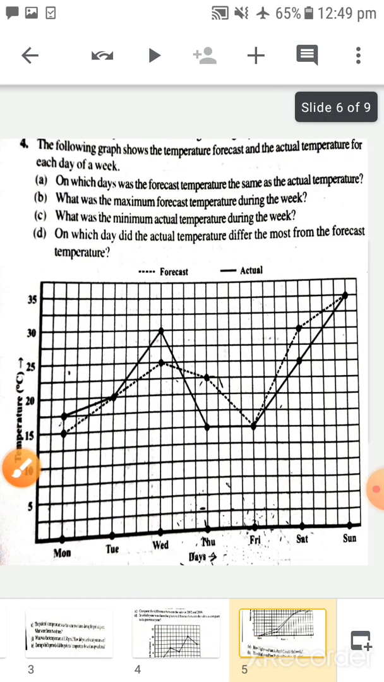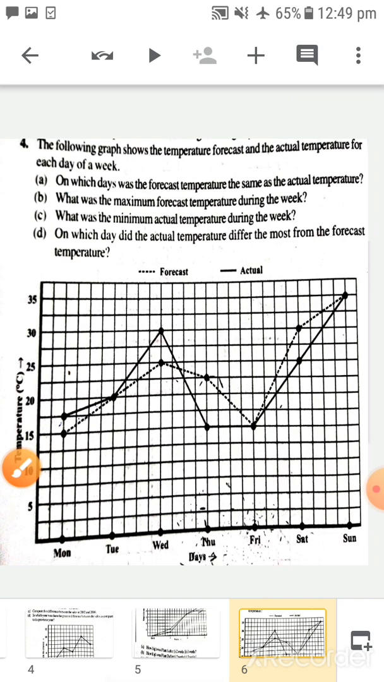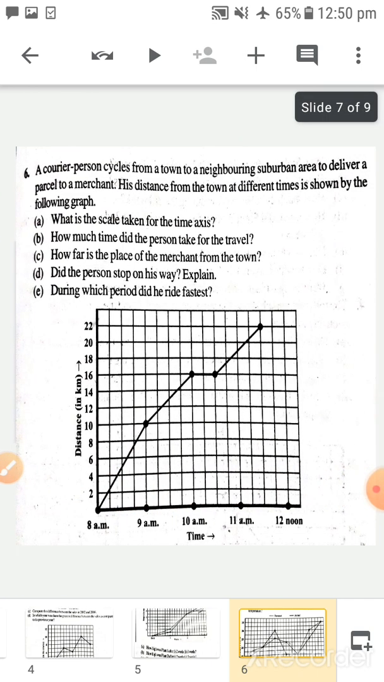Okay, now let's move to the next question, question number 4. This question I am giving you as homework. In this we have forecast temperature and actual temperature. Forecast temperature is depicted with the help of the dotted line, and actual temperature is depicted with the straight line. Forecast means the temperature is forecasted by the scientist, and actual means the temperature that particular day. So we have to find the answers to the following questions. This question is homework for you. Let's move to the sixth question.